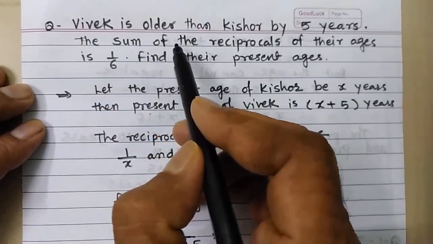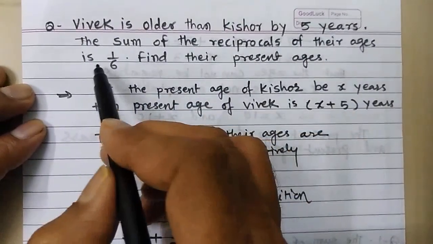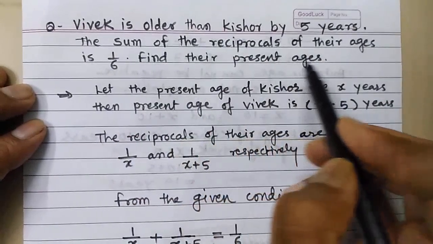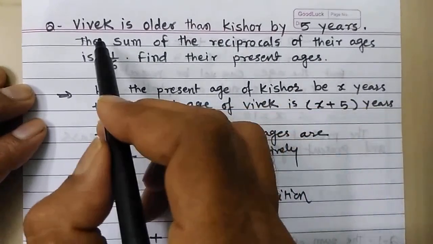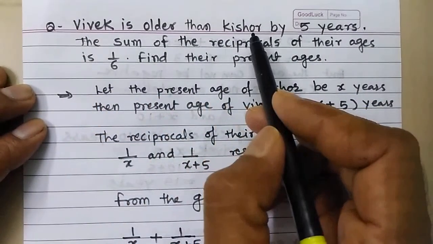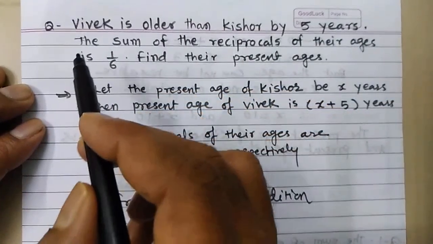The sum of the reciprocals of their ages is 1/6. Find their present ages. Two persons are mentioned here and one is described on the basis of the other.